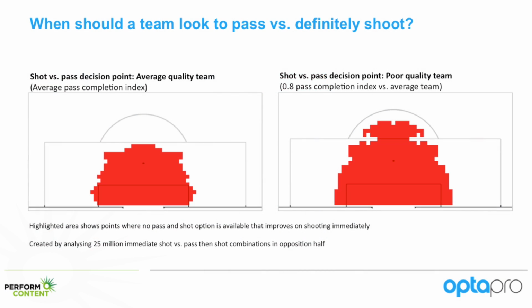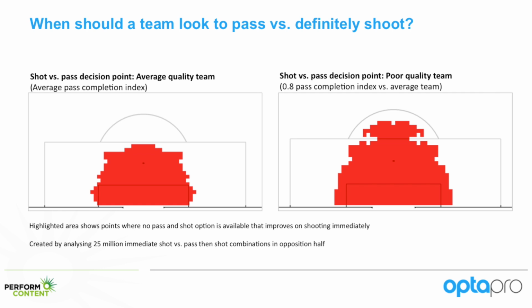So on the left, you've got the average team in the Premier League. And what I've done is, there's 25 million combinations of passes you could make within the opposition half. So the model's assessing all of those and saying, from every point on the pitch, do I shoot from here, or is there a better pass potentially available that we could hit? So that could be passes to different locations, but is there a better pass available than shooting right now? The red area is where there is very unlikely to be a better pass available than shooting right now. So that's your key area for the average team.